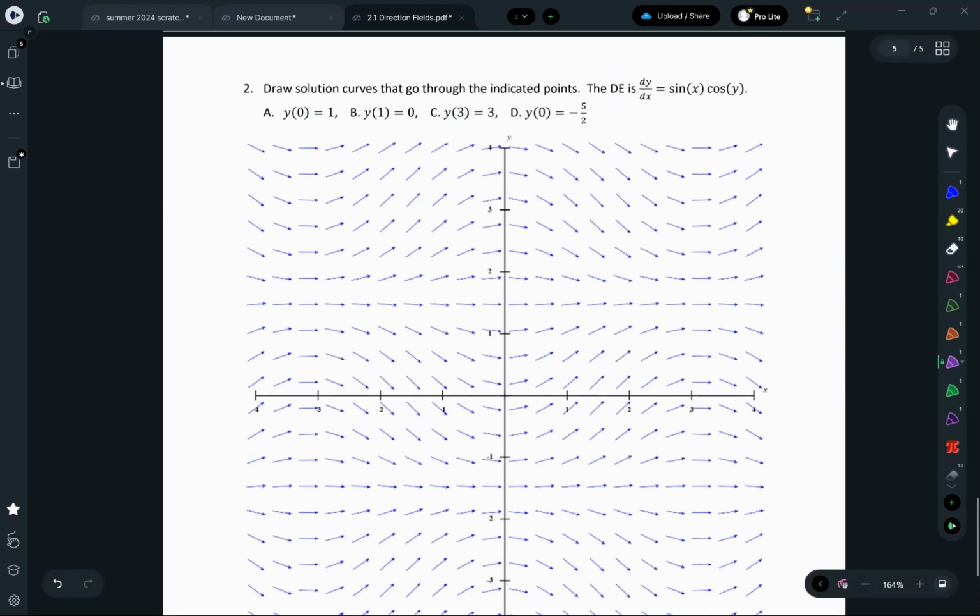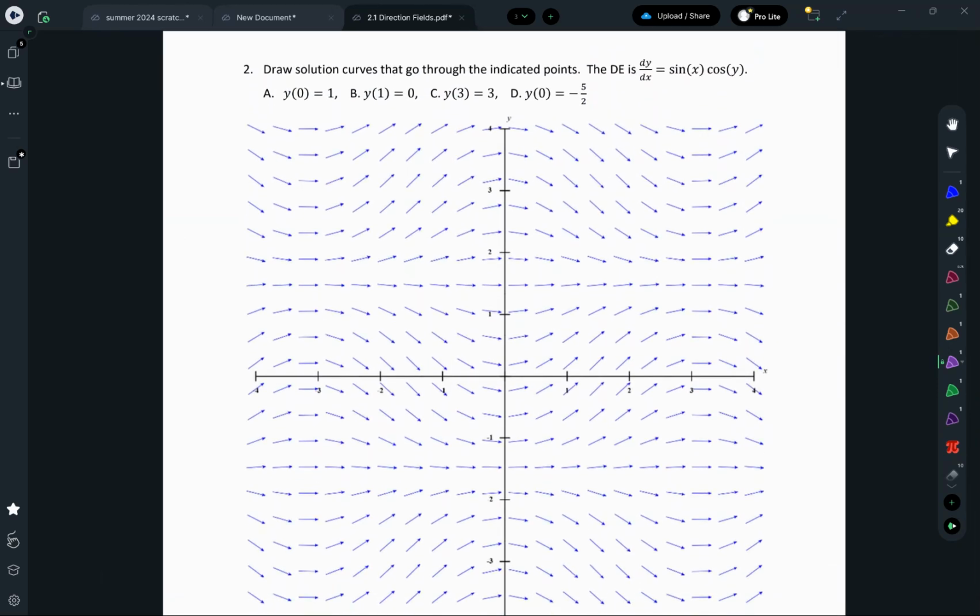Okay, in this one, we're supposed to draw solution curves that go through the indicated points. The differential equation is dy/dx equals sin(x) cos(y).